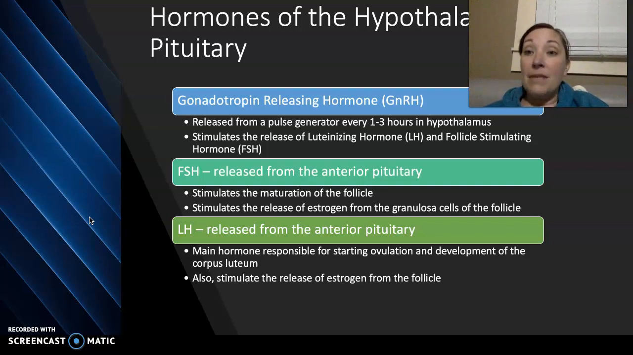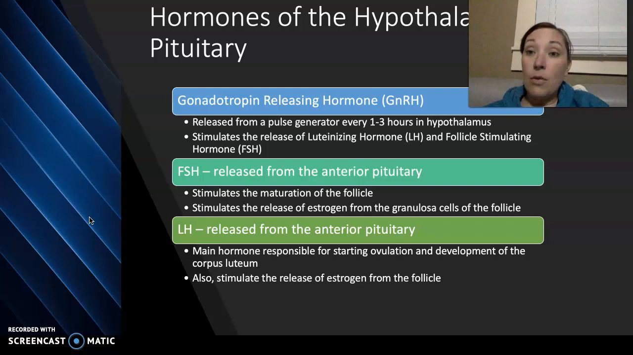And the name kind of gives it away. So follicle stimulating, if you're ever confused, always think the follicular phase, follicle stimulating is the primary hormone. And it does stimulate the release of estrogen from the granulosa cells of the follicle.